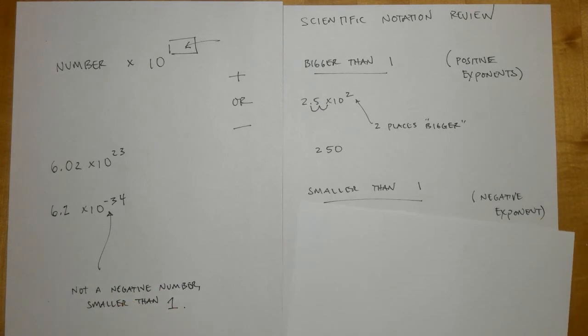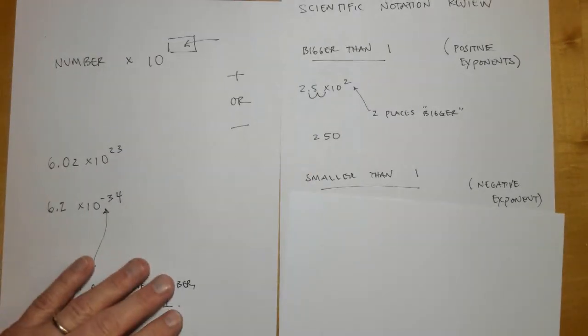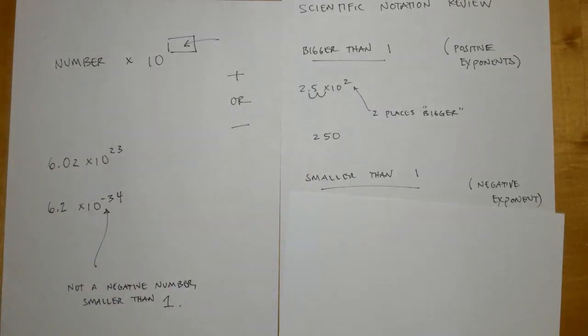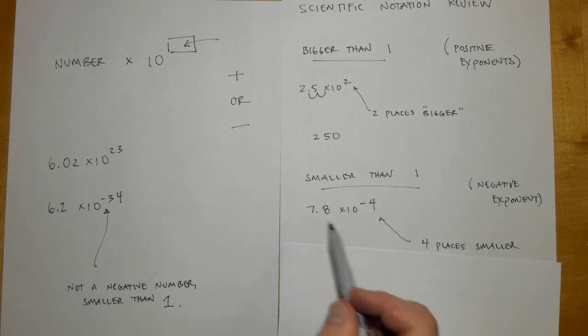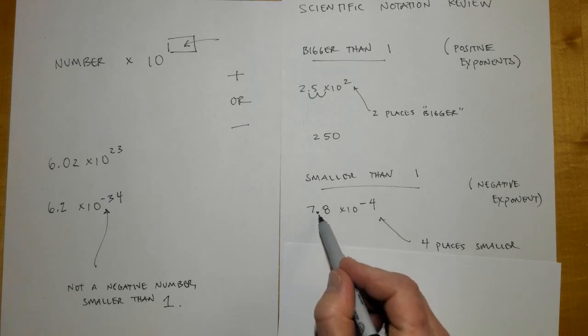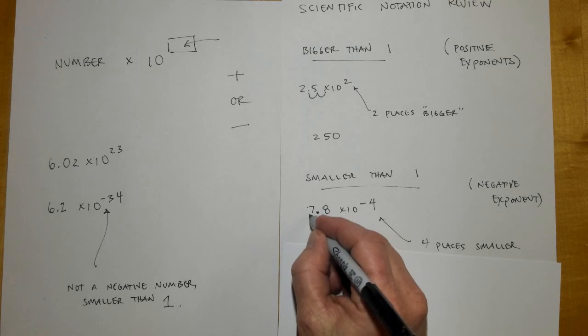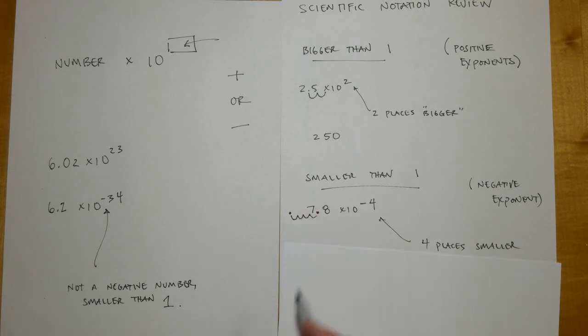Now, if the exponent is a negative exponent, then that means that the number is going to end up being smaller than 1. So we have 7.8 times 10 to the negative 4th right here. That means that the decimal point is going to move 4 places to make the number smaller than 1. To make it smaller than 1, we would go 4 places this way. So 1, 2, 3, 4 places here, and then our decimal would go here. And we fill in zeros in each of these spots.